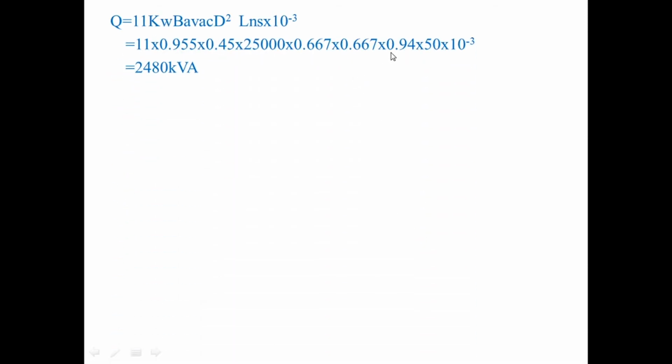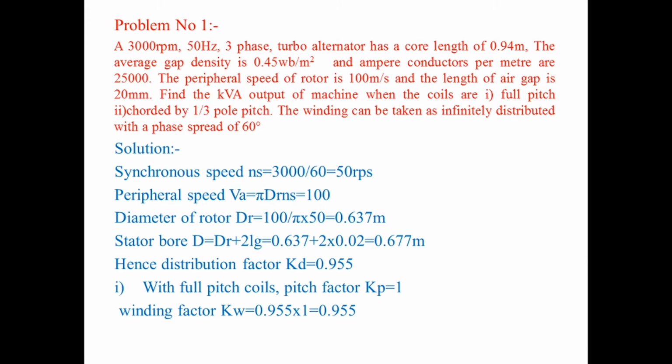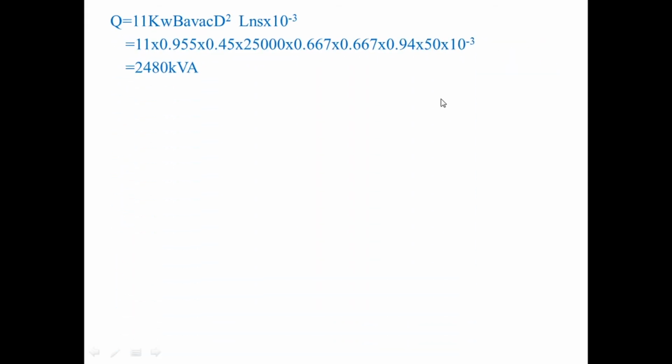Into 0.94, that is the stator core length. It is given that the stator core length is 0.94 meter. So into 50 into 10 to the power minus 3, where 50 is the ns value. So you will be getting 2480 kVA. That is the output of the synchronous generator.